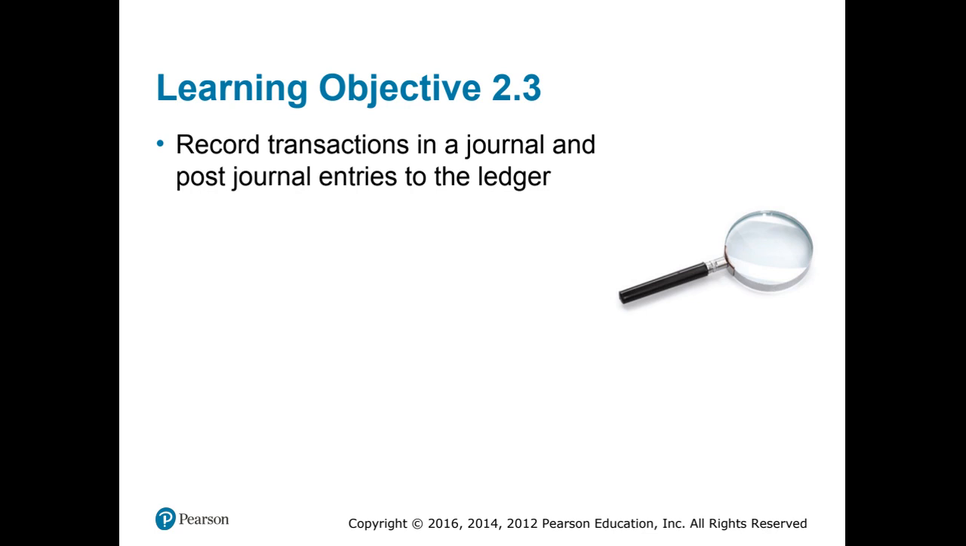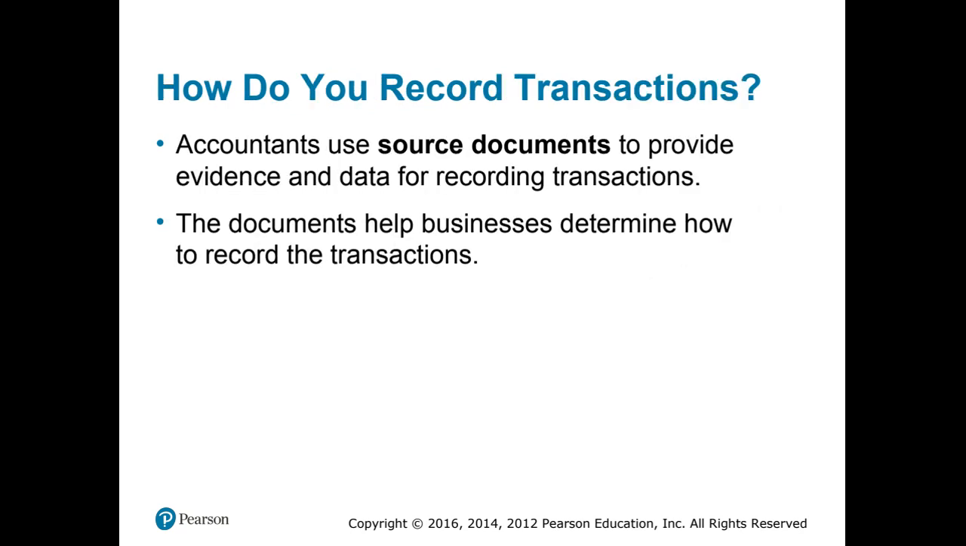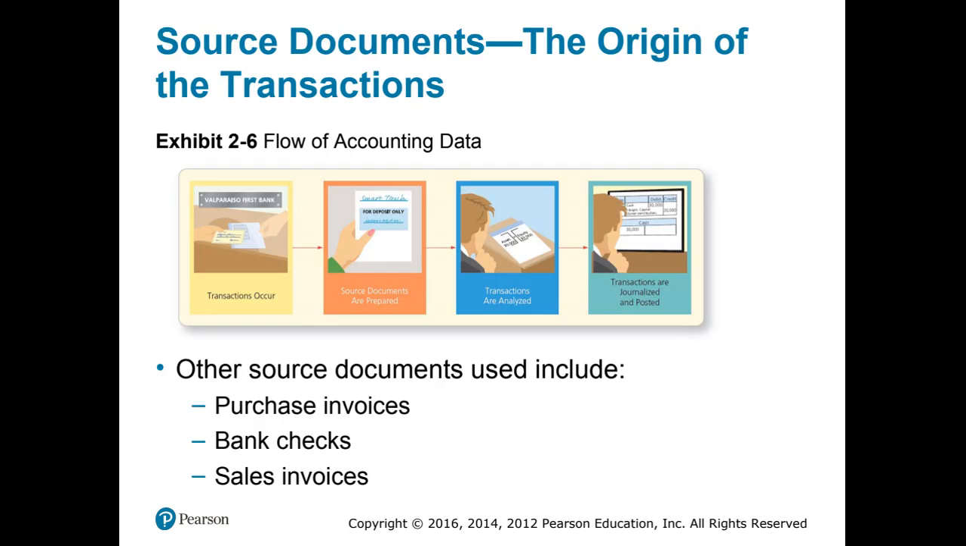All right, so objective 2.3, record transactions in a journal and post journal entries to the ledger. How do you record transactions? Accountants use source documents to provide evidence and data for recording transactions. The documents help businesses determine how to record the transactions. So source documents, the origin of the transactions.